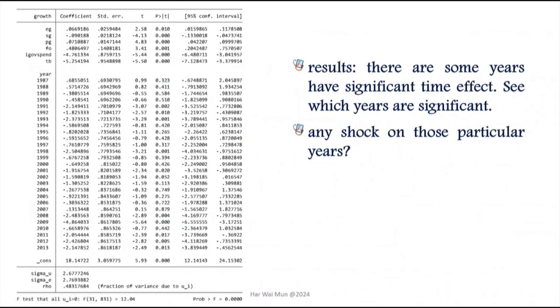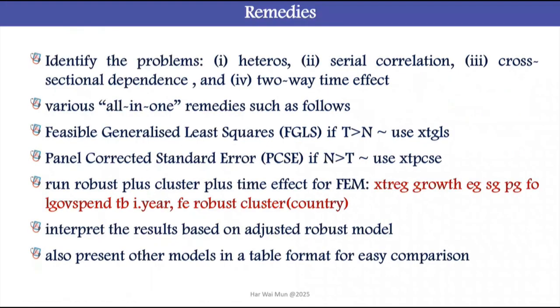Now, the remedies. Just now the fixed effect model had a few problems. Actually not a few problems, in this case you have a lot of problems, but it's okay. In econometrics, in time series, in panel models, the fixed static panel model, you identify the problem. Now you have heteroskedasticity, serial correlation, cross-section dependence, and then two-way time effect or just time effect. But you have an all-in-one remedy as follows.